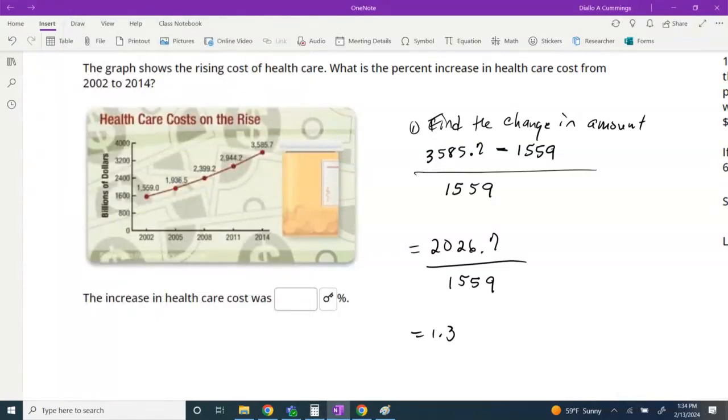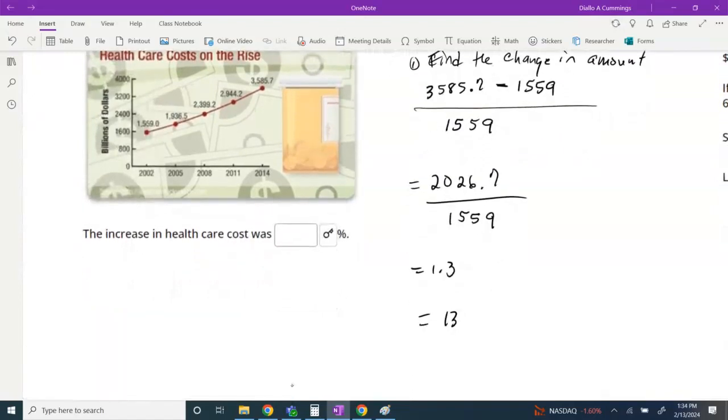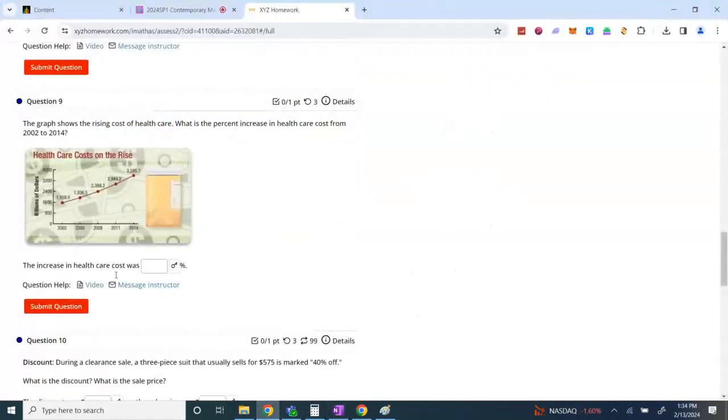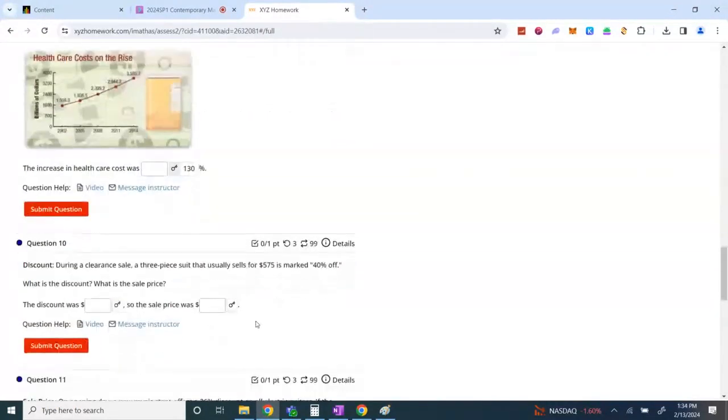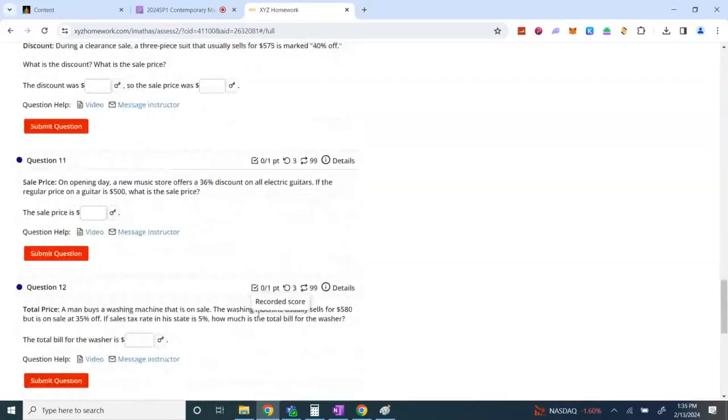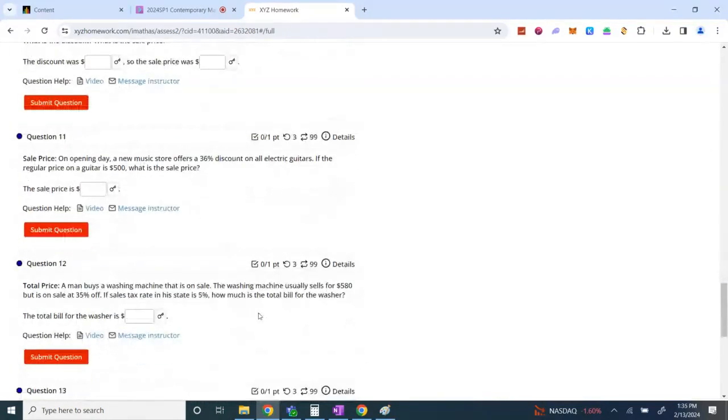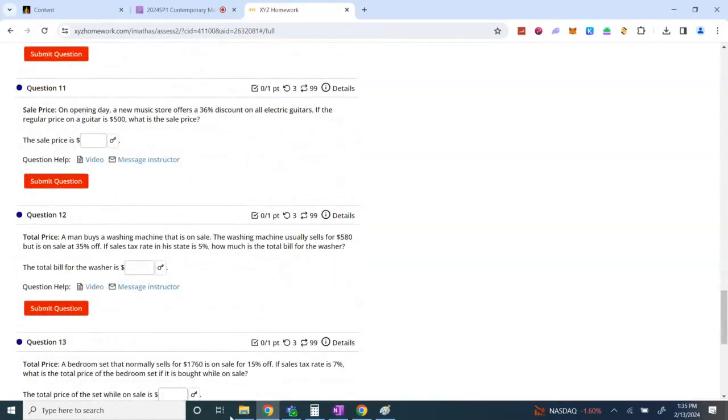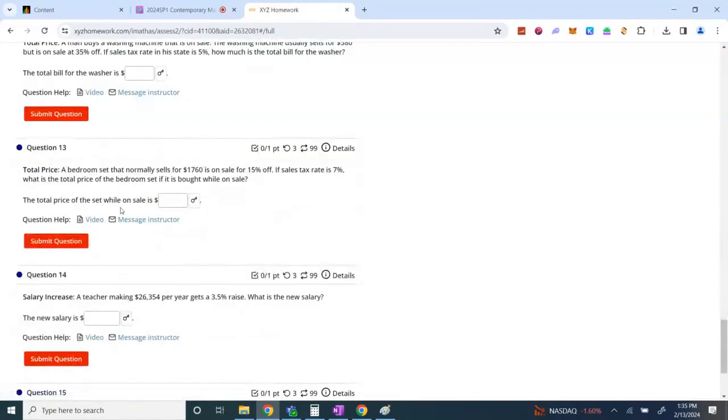And if I change 1.3 to a percent, right, I would move that decimal twice to the right. So 1.3 as a percent would be 130%. Right. So the rise in healthcare costs from 2002 to 2014 would be 130%. So not to slight the percent increase or decrease equation, because you will need those. All right, now there's a couple of questions at the end.